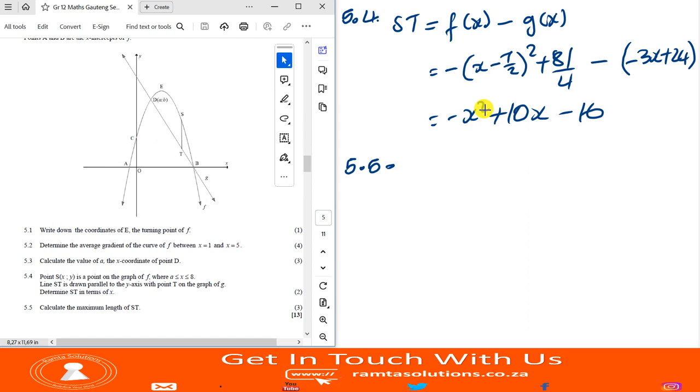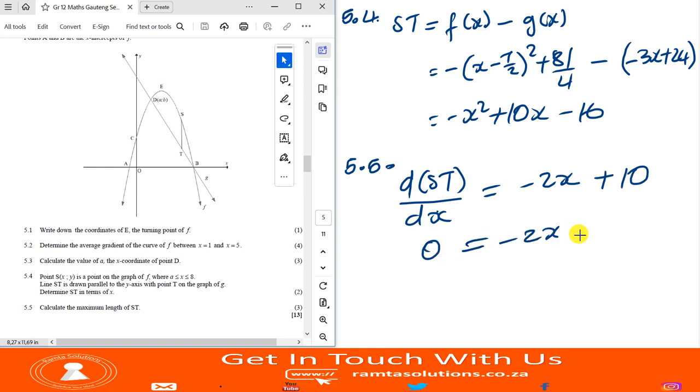Okay, so let's differentiate. I'm going to say d(ST)/dx. It is negative 2x plus 10, isn't it? Now this should be equated to 0 because you're looking for a maximum value. What do you get? 2x equals 10, therefore x equals 5. Now you need to know what the maximum distance is.